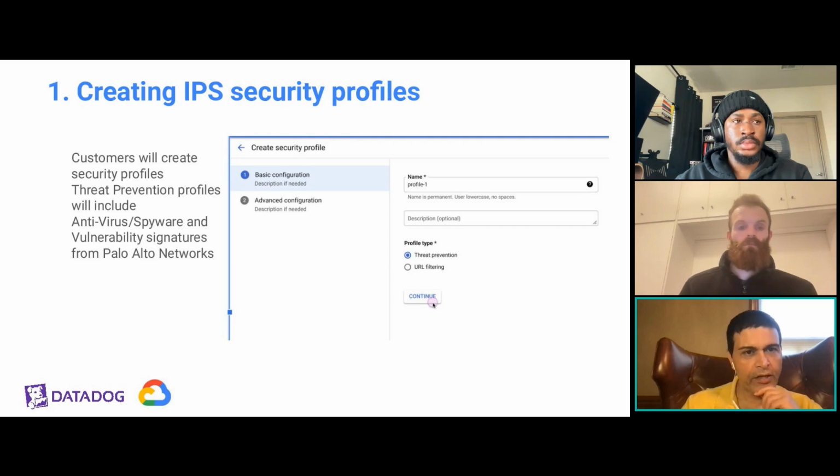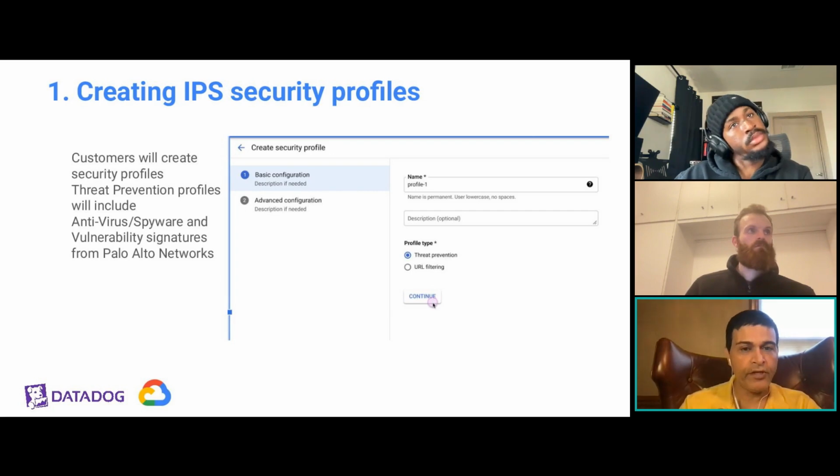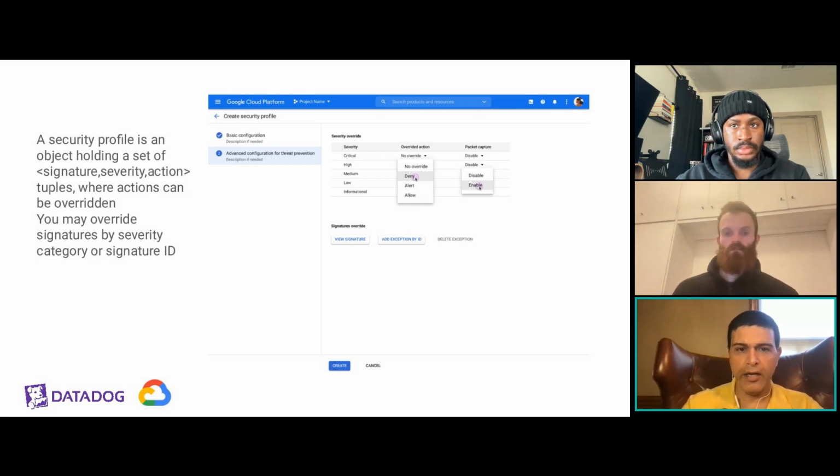This is a screenshot of creating your IPS security profile. Here I'm saying, create a profile for me, which is doing either threat prevention or URL filtering. In this case, I'm choosing threat prevention. So detect all of the malware, all of the exploits, all of the vulnerabilities for me. And here I am specifying my intention. I'm saying for anything, let's say there's an exploit that has a severity level of critical, I want to deny it. But if it's high, I want to just log it.